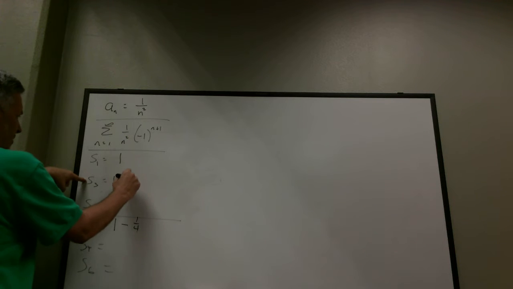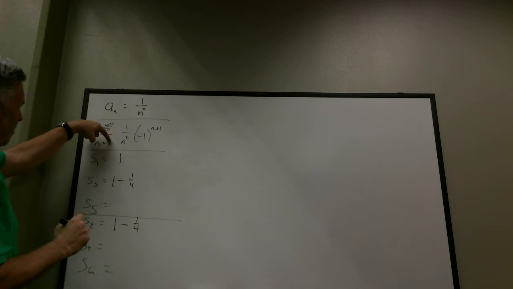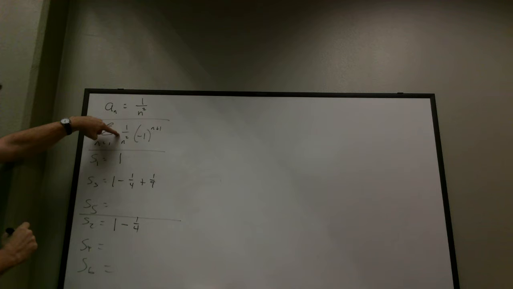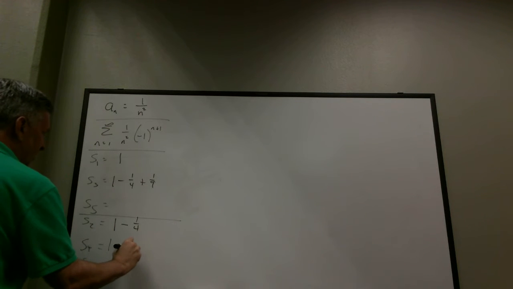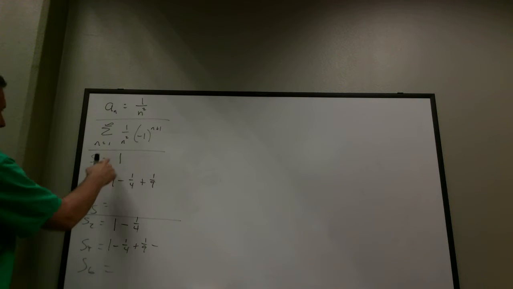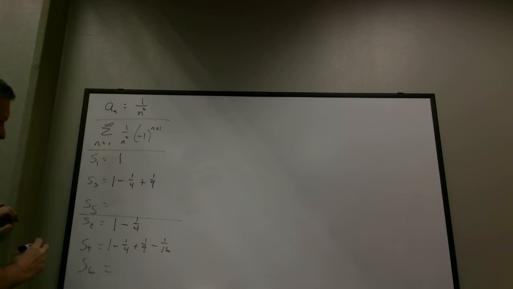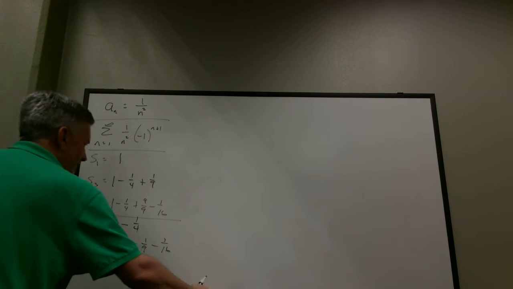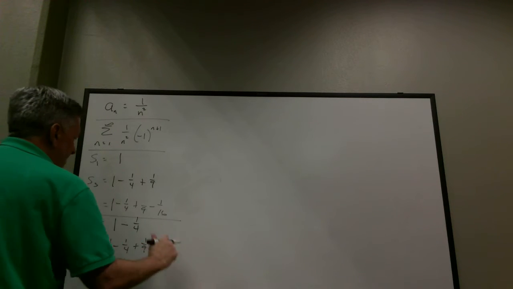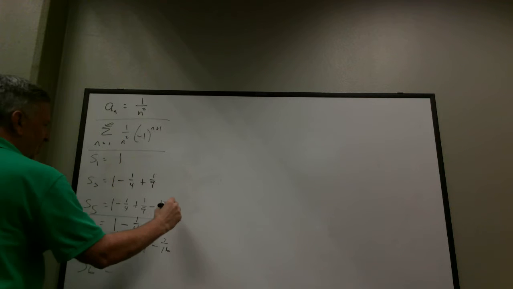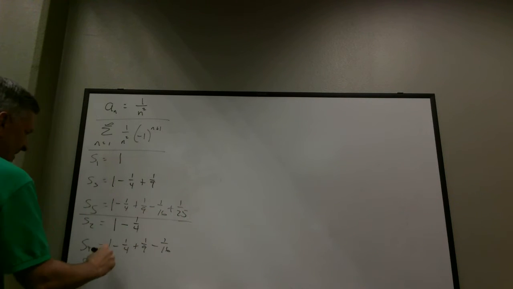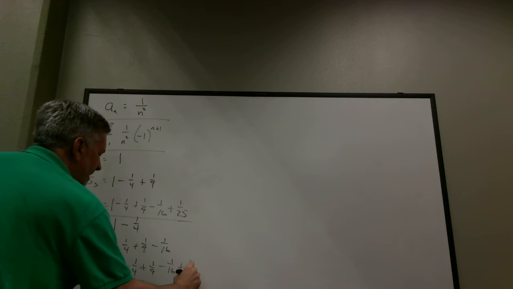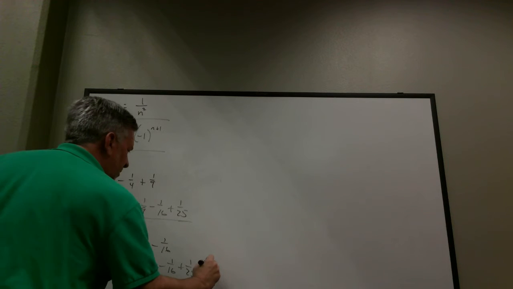S3 is going to be these two terms plus what we get when we plug in 3, and so that's going to be a plus from that, and then 1/9. And then when we go to S4, it's those three terms minus, when you plug in 4, you get a 16th. We'll do two more of these. Then S5 is S4 plus what you get when you plug in 5, 1 over 25. Okay, last one, S6 is going to be S5 and then minus what you get when you plug in 6, which is 1 over 36. Whew.